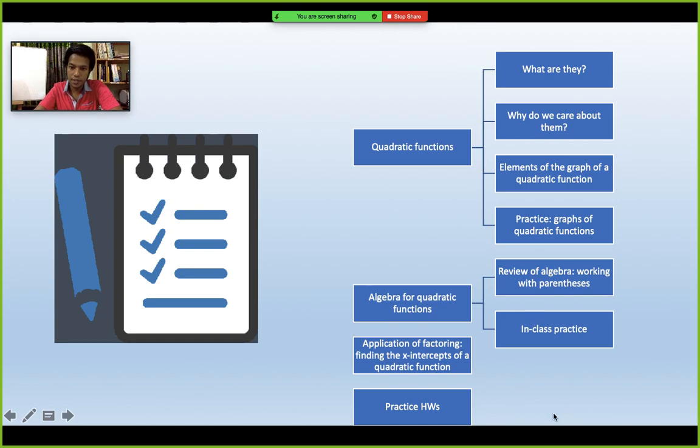So we are going to discuss like this. Then where we will apply it, you will see it here. Then some practice homeworks. So this is the plan. Let's start.